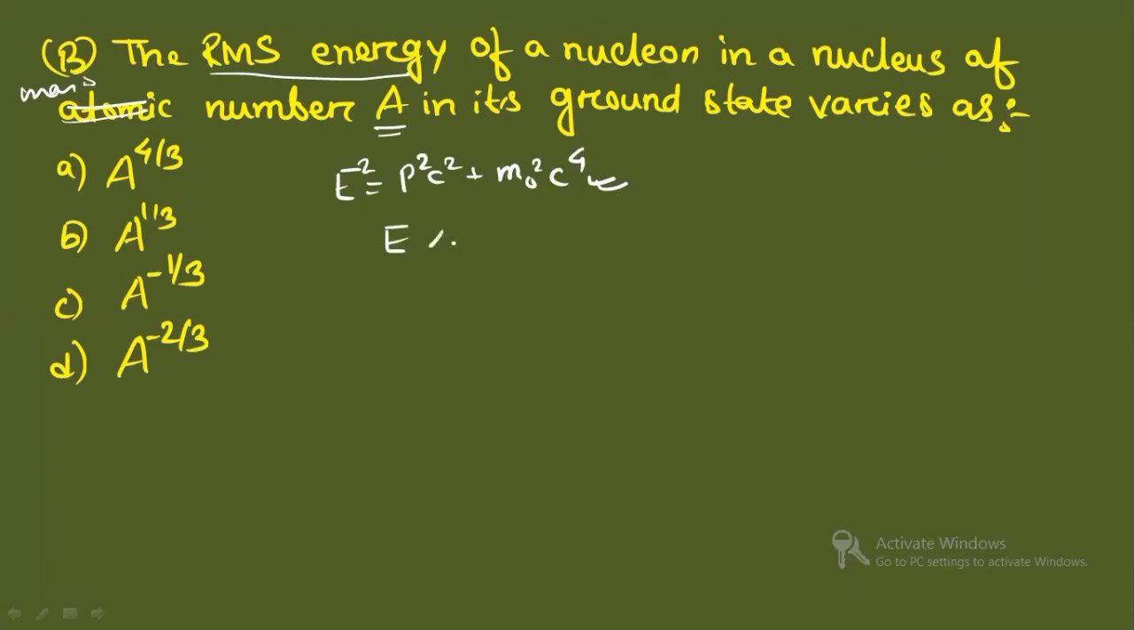Energy is proportional to the momentum, right? See, if energy is proportional to the momentum, as in the previous question, then it will vary as A to the power minus 1 by 3, right? We have done in the first question that if you take delta p, then you got the proportionality of momentum as A to the power minus 1 by 3.